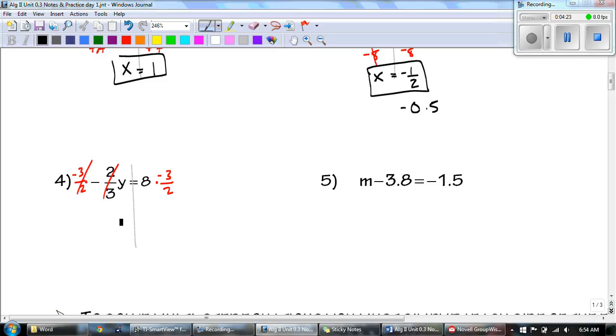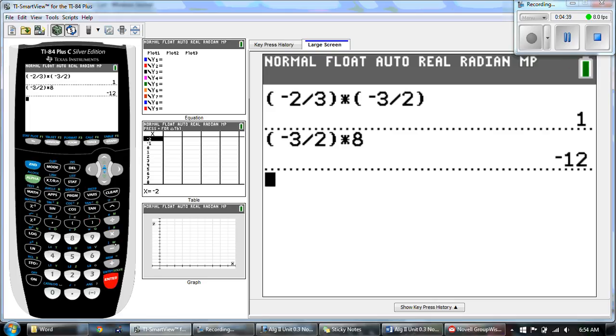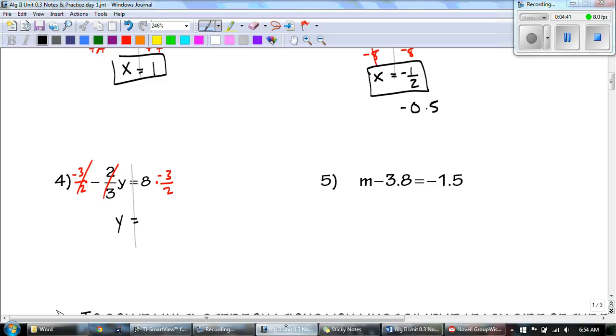Okay, so we have y all by itself now. If you want to keep that calculator out, you've got a -3/2. Anytime we're working with fractions, we always put it in parentheses, and we're timesing it by 8. Okay, and we get -12.